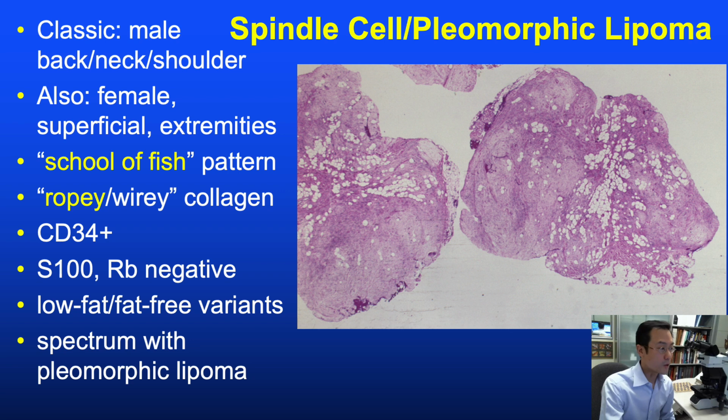To make matters even more interesting, the degree of fat versus spindle cell, or the fat-spindle cell ratio, can vary quite a bit from tumor to tumor and even from one portion of a tumor to another, so that one gets so-called low-fat and even fat-free variants of spindle cell pleomorphic lipoma. Historically, also, these two entities were separated, but more recently they've been lumped together in recognition of their overlapping histologic as well as molecular features.